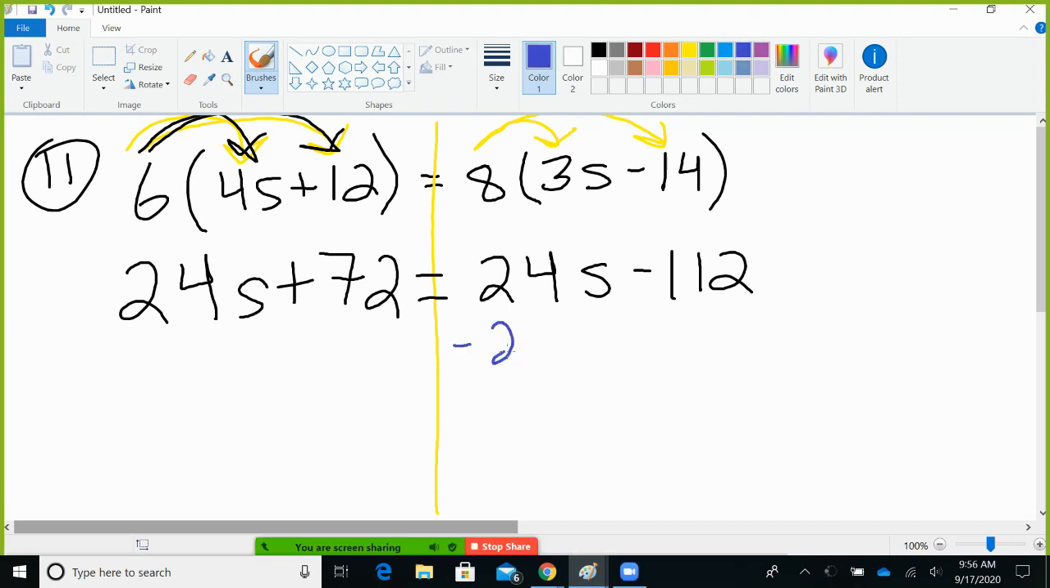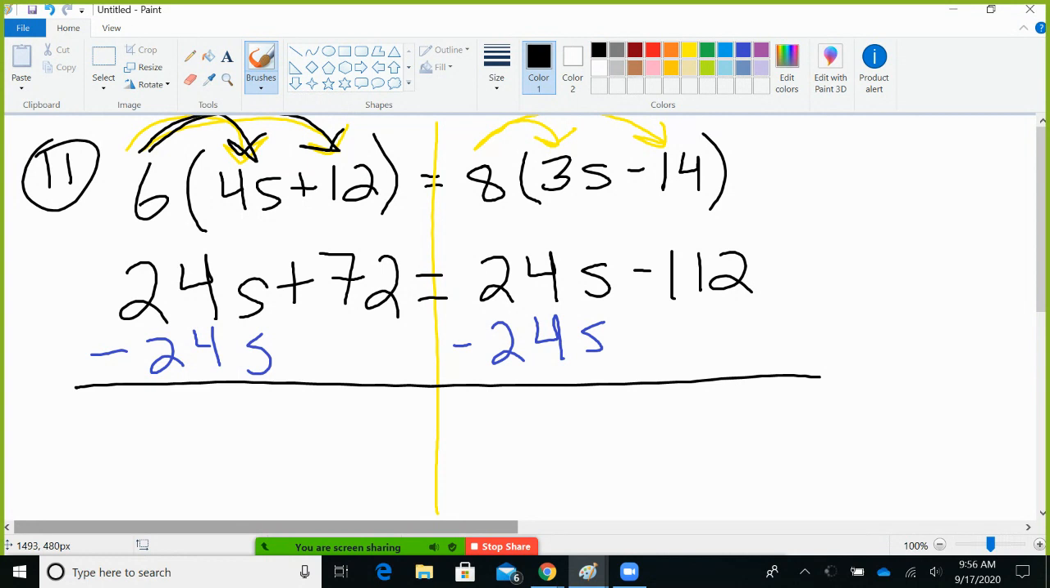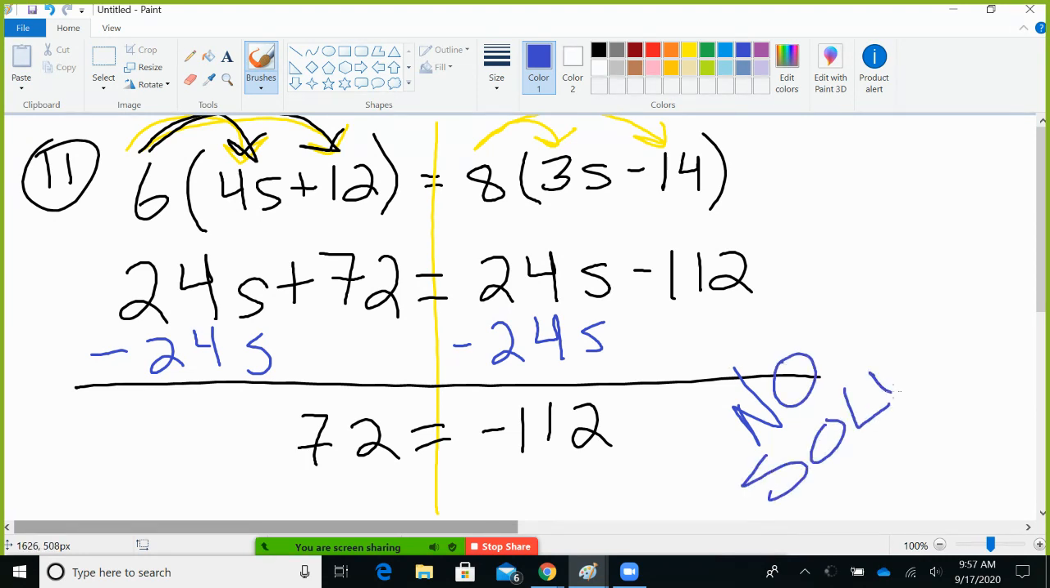There you go. So yeah, in your work, you have to show this step. While you're correct, it's no solution. You have to show me that 72 equals negative 112. You have to show me that there is in fact no solution. So for number 11, your answer is no solution.